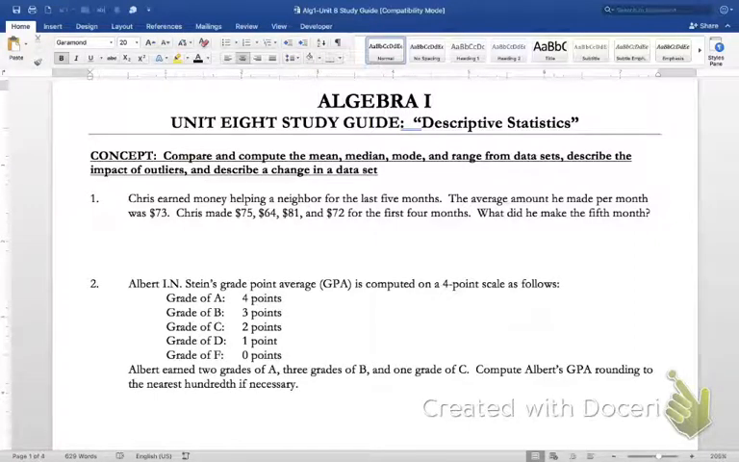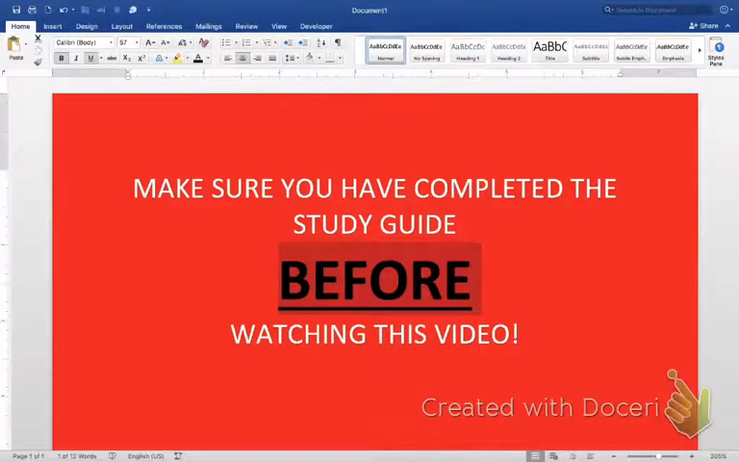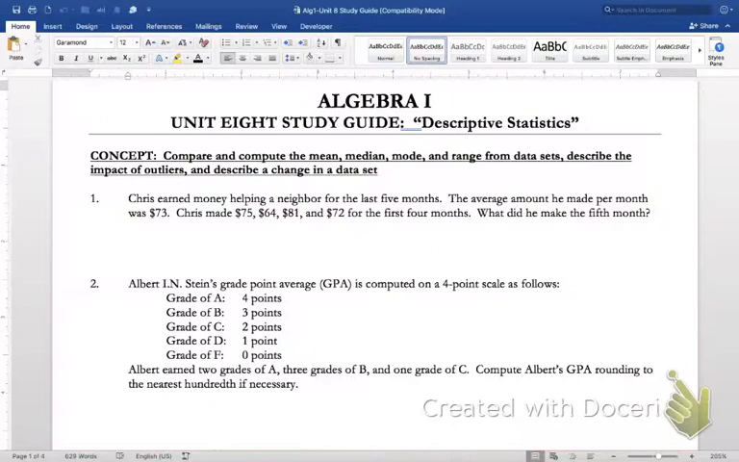This video will take you through the solutions to the Unit 8 study guide over descriptive statistics. Make sure you've completed the study guide before watching this video, and that way you will know how prepared you are for the unit test that's to come. So, if you've done your work, let's go ahead and begin.